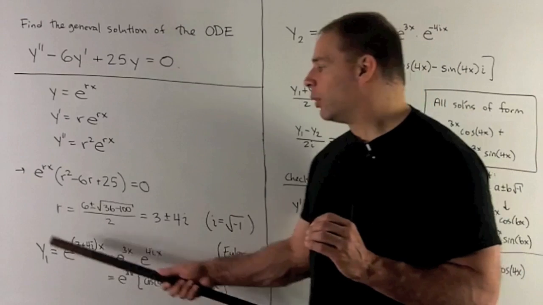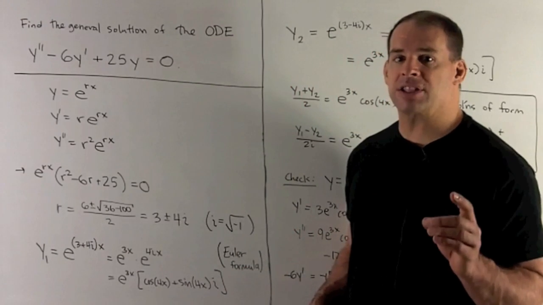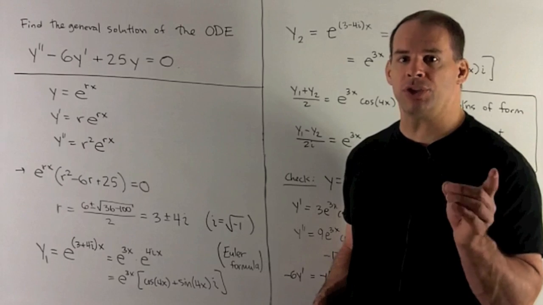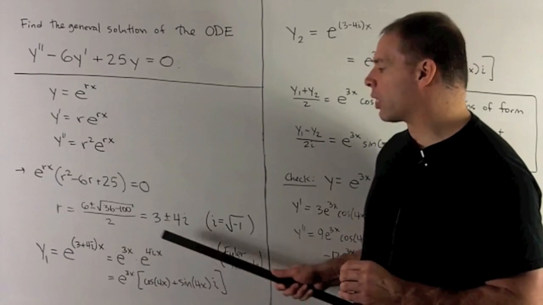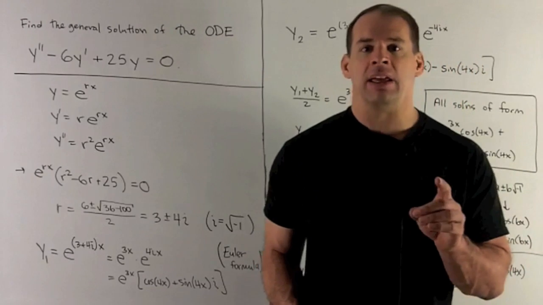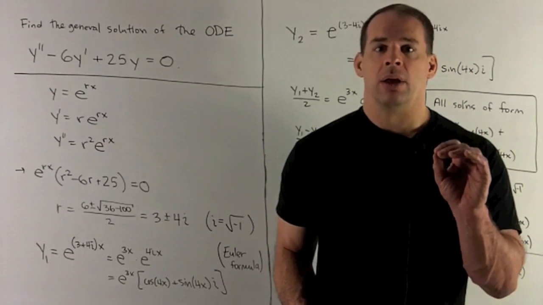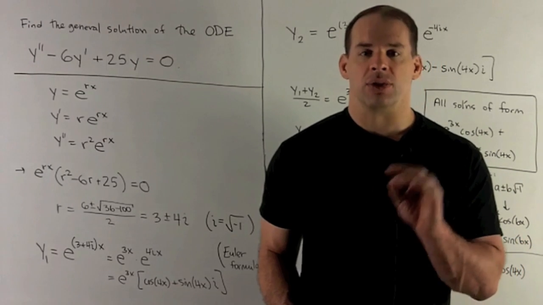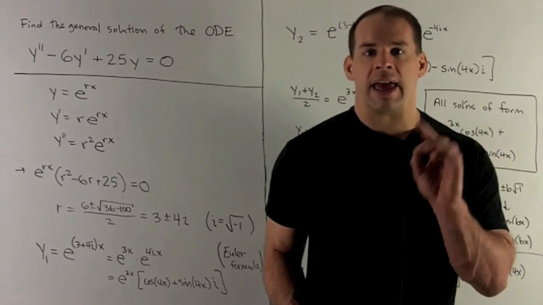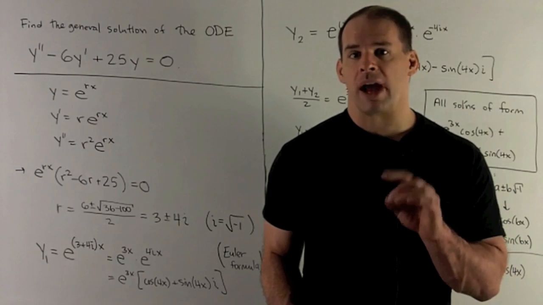So then I'm going to have y1 equals e to the (3 plus 4i)x. We could split the exponent over two exponentials. So I'll write this as e to the 3x times e to the 4ix. And then if I have e to anything times i, we have Euler's formula, which says we can rewrite this in terms of cosine and sine. So I can rewrite e to the 4ix as cosine of 4x plus sine of 4x times i.